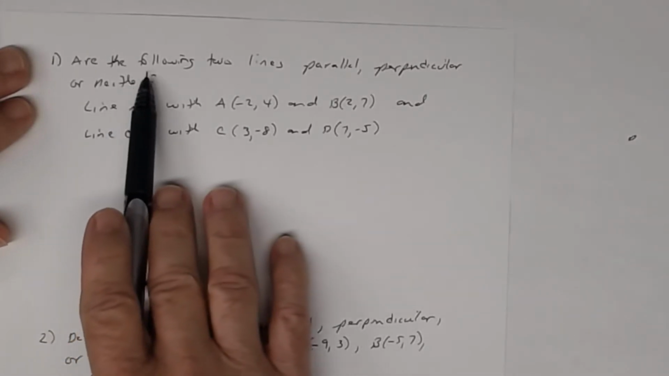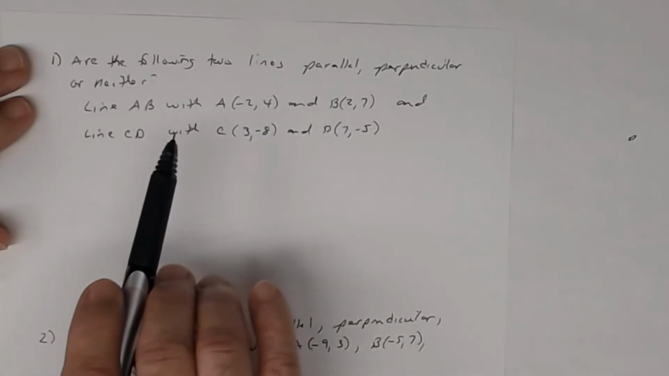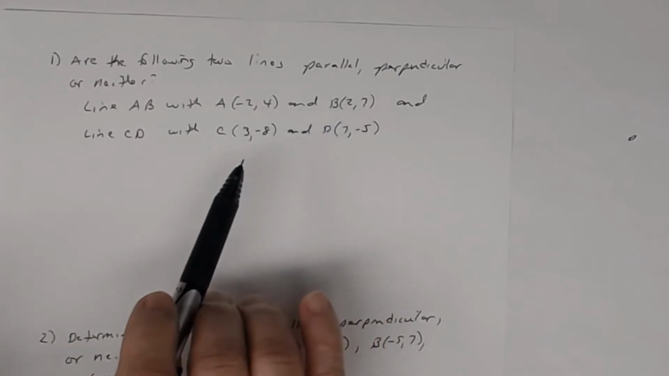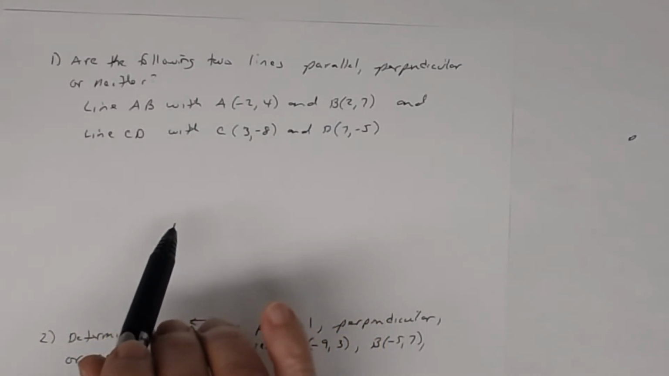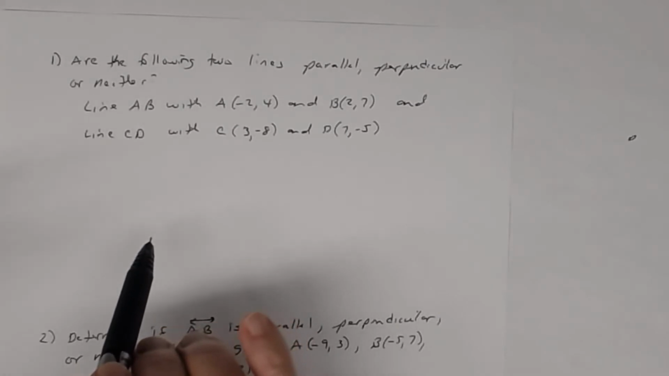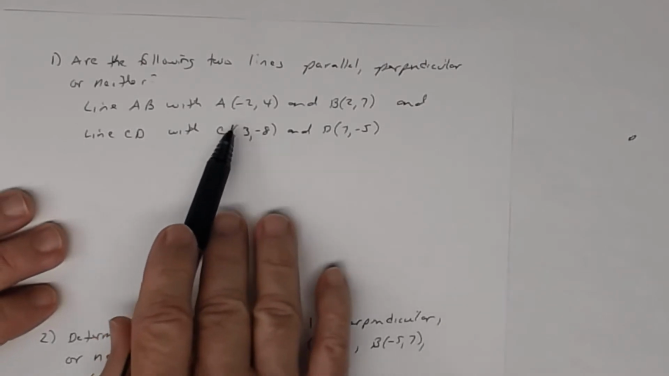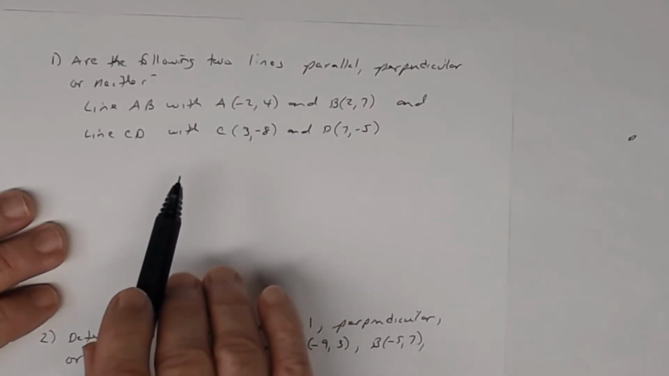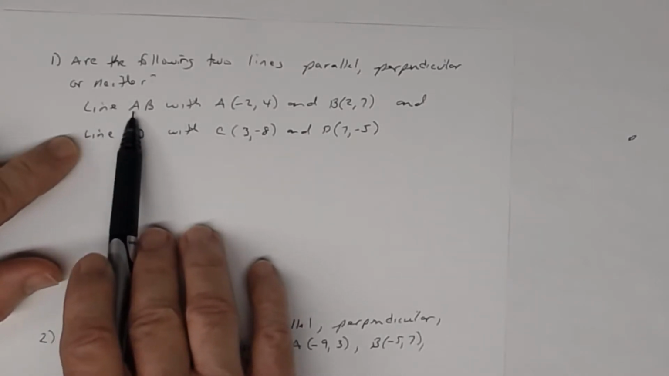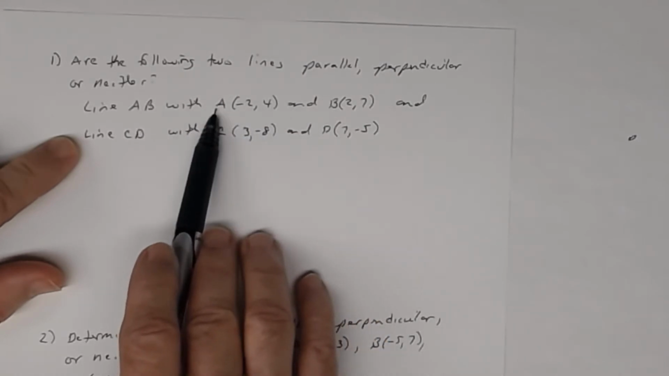Number 1 says: are the following two lines parallel, perpendicular, or neither? In these examples, points will be given. In the previous lessons, an equation was given, and you had to look at the slope to determine whether the lines were parallel, perpendicular, or neither. In this case, though, you're looking at points on the line. This is read line AB. Line AB contains points A and B.